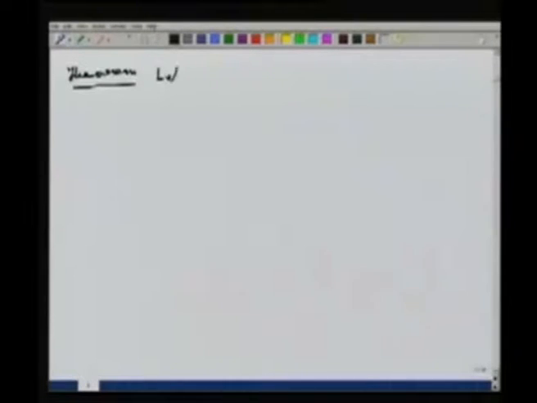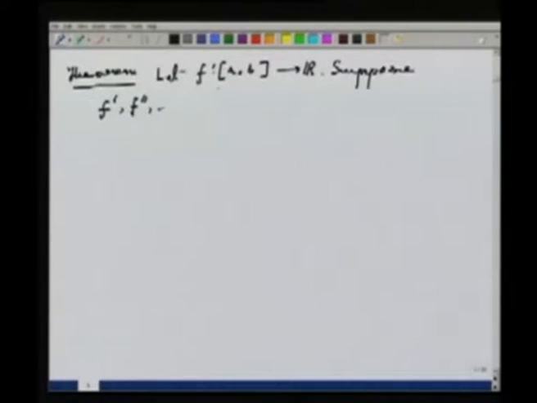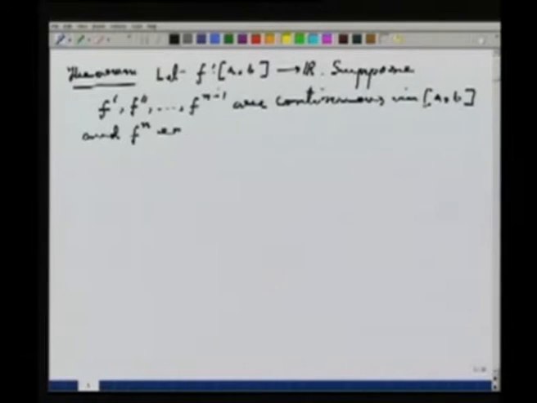Let f be a function defined on the closed interval [a,b] to R. Suppose f prime, f double prime, and so on up to f^(n-1), which means the (n-1)th derivative of f, are continuous in the closed interval [a,b], and f^(n) exists in the open interval (a,b).